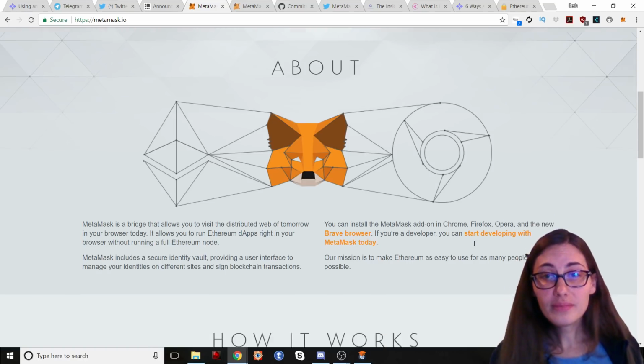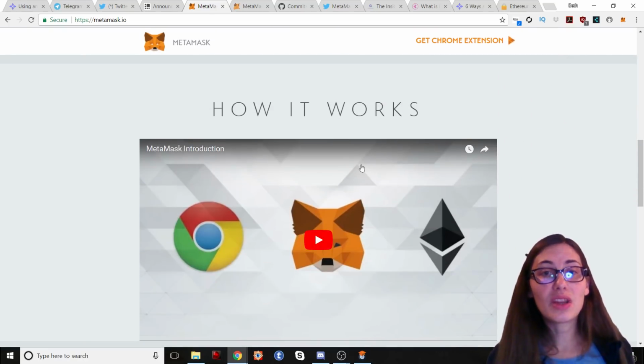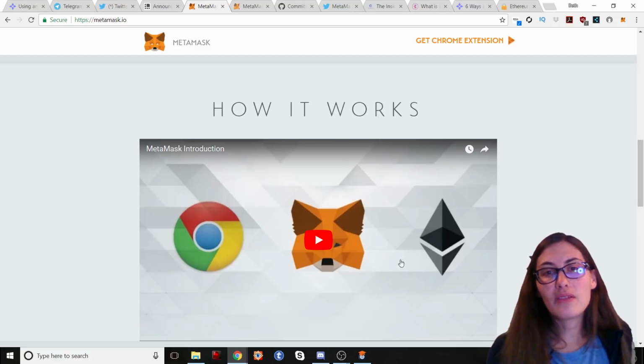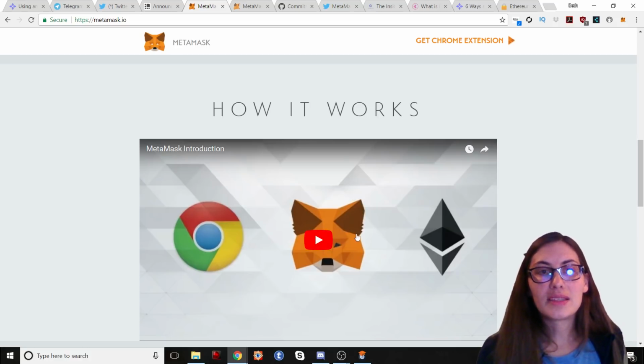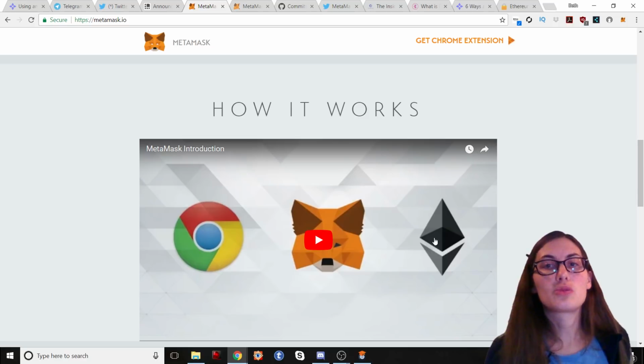Now, let's kind of keep looking here. There is a video on how MetaMask works, but I've kind of talked about that. MetaMask allows you to bridge the Ethereum network with your browser.